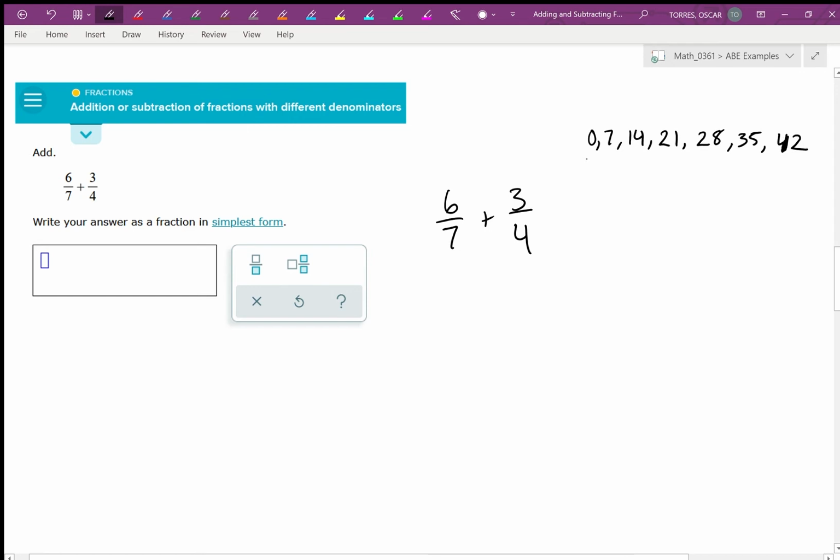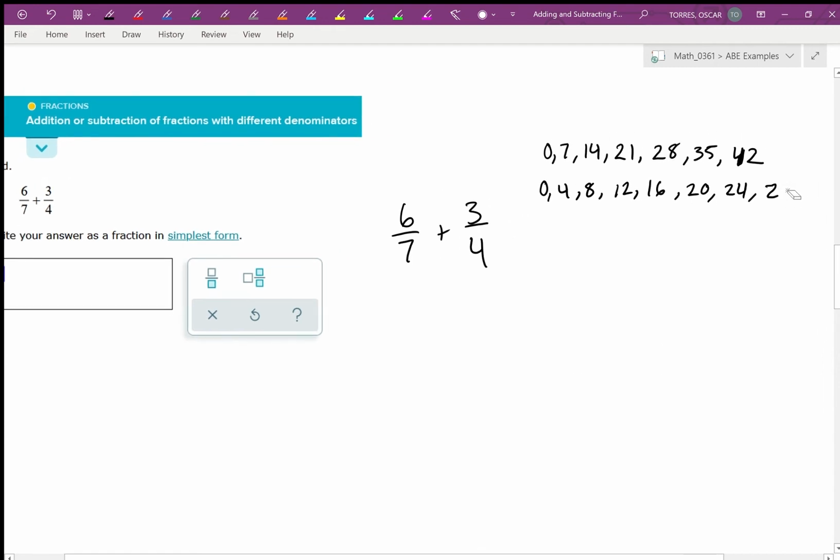Now I'm going to make my multiples of 4: 0, 4, 8, 12, 16, 20, 24, and 28. Okay, so now I need to look for what number is shared between these two lists. Now I notice that 28 is shared between both of these, and I believe that's the only value there. So 28 is the number that we want to turn both the 7 and the 4 into.